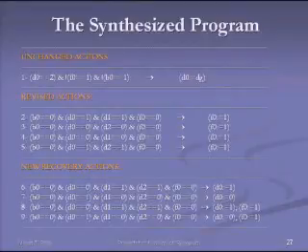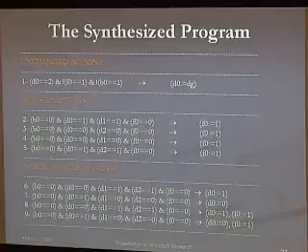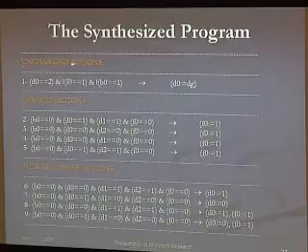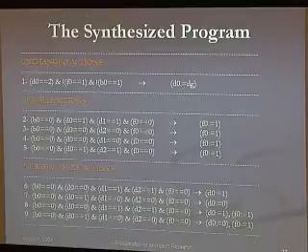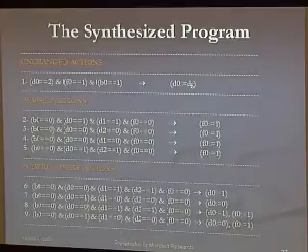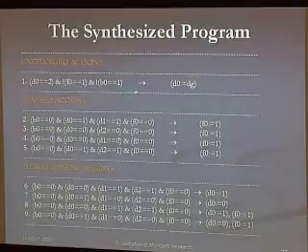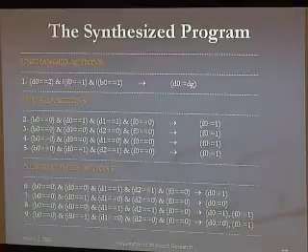This is how the synthesized program looks. This is basically the output of our tool applied on 3 processes for Byzantine agreement. In the first section, the tool shows which actions of the given program are unchanged during the whole course of synthesis. So this is the action where a non-general process copies the value from the general. And it is unchanged. It is as it is in the intolerant program.